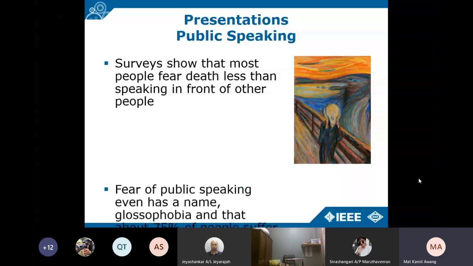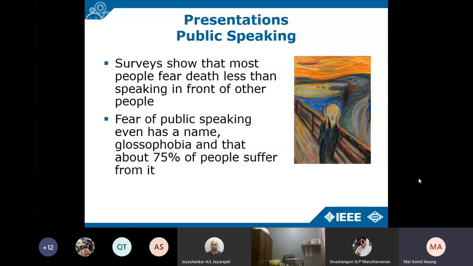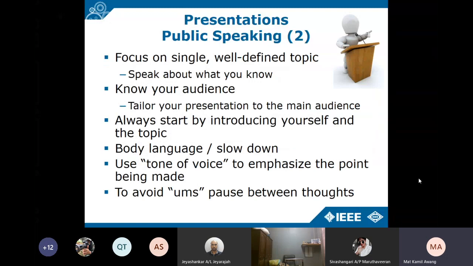Fear of public speaking even has a name. It's called glossophobia. About 75% of people suffer from it. That is a lot of people, more than 50%, who fear public speaking. So when you do public speaking, you focus on a single, well-defined topic. You speak about things that you know. If you don't know about a subject, you go and study that subject before you stand up in front of people and try to speak.